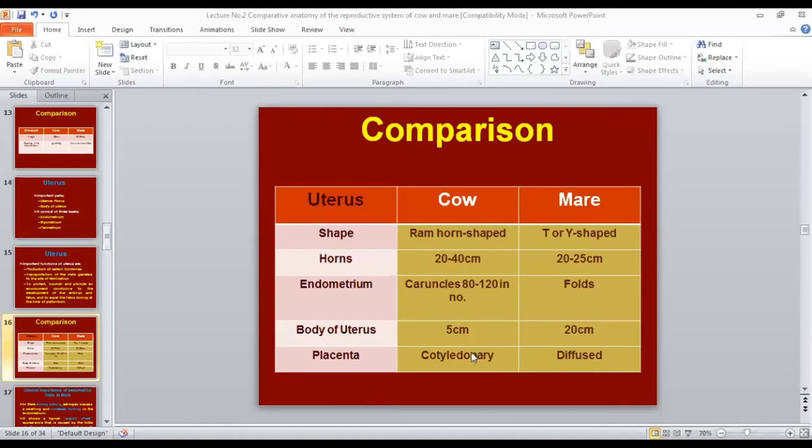Then the type of the placenta: anatomically it is cotyledonary in the cow, but it is diffuse type in the mare.